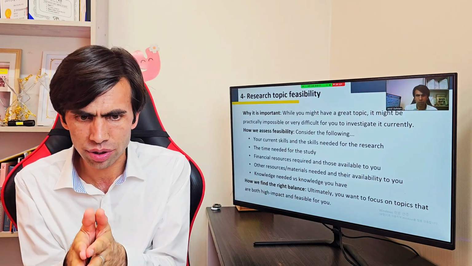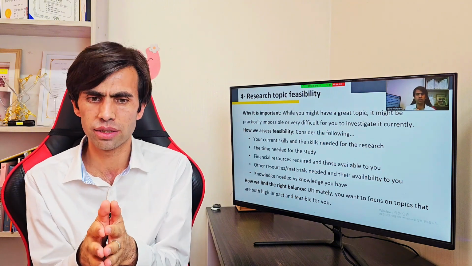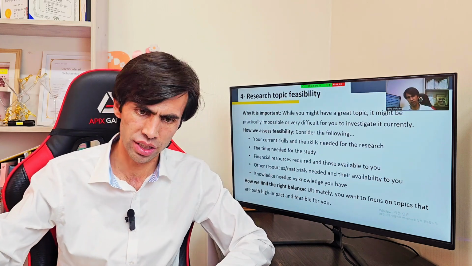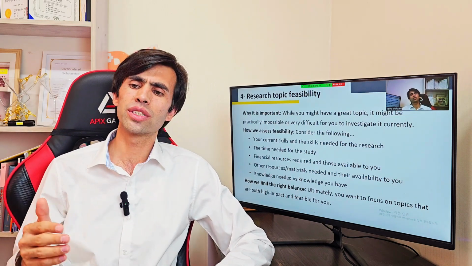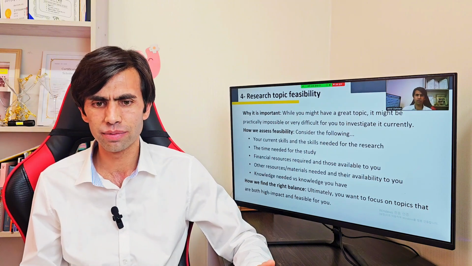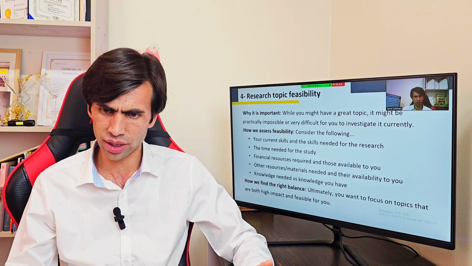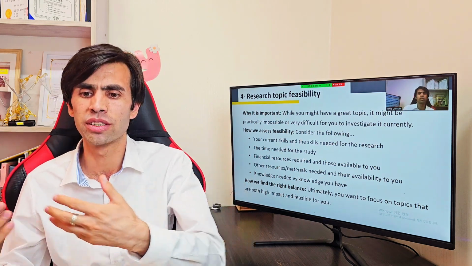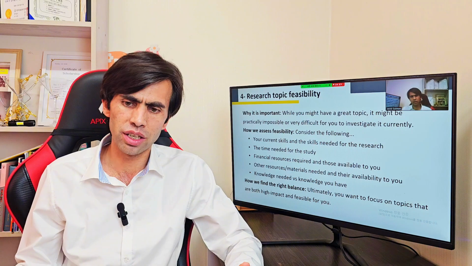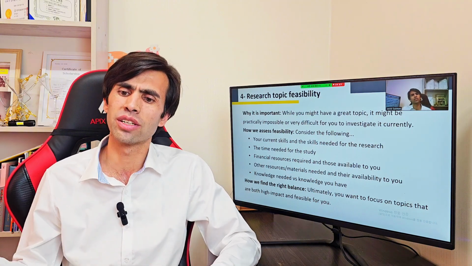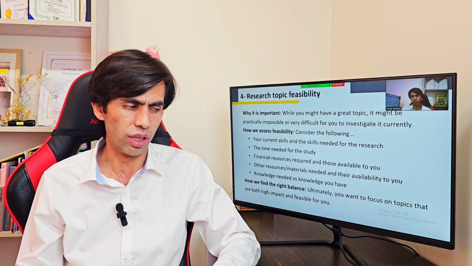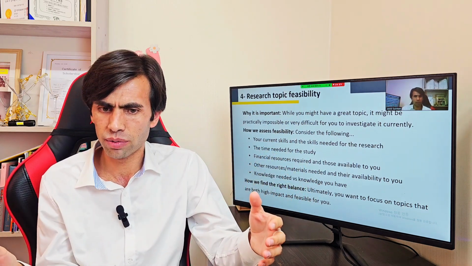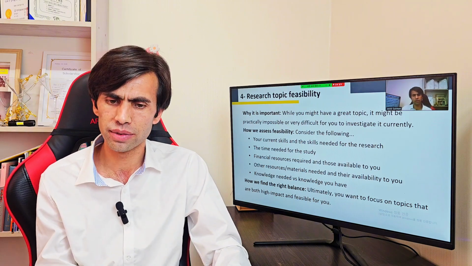By thinking about these 5 points, we are going to evaluate our current skills and the skills needed for the research, the time that we need for this research and the time that we have available, and the financial resources and other resources that we need, how much we need and how much is available. Other resources and material, for example, data: how much data we need, how much data is available. For example, we need computer software: what we need and what is available now, the knowledge that we need and the knowledge that is available.